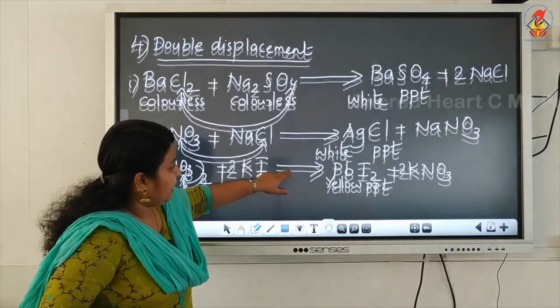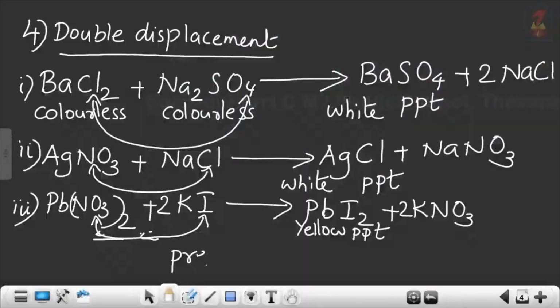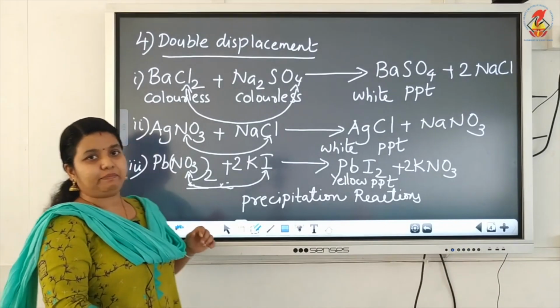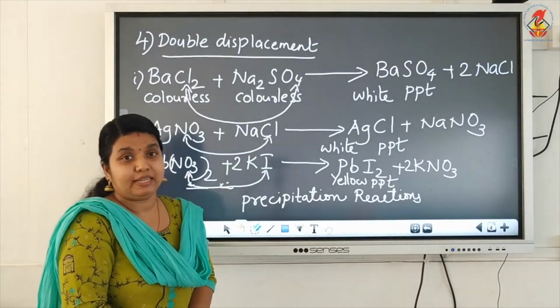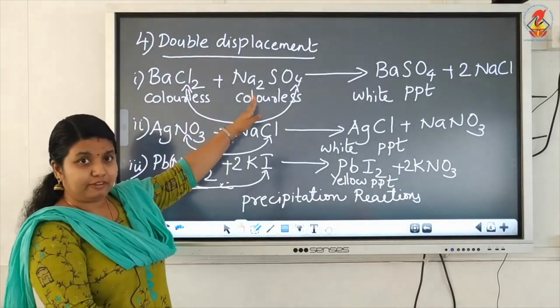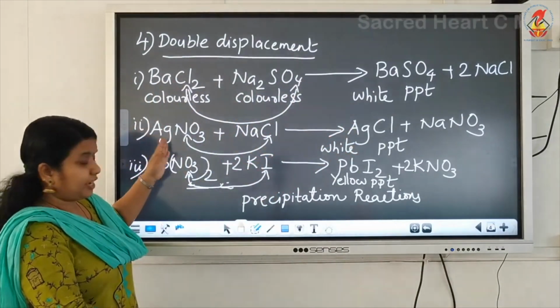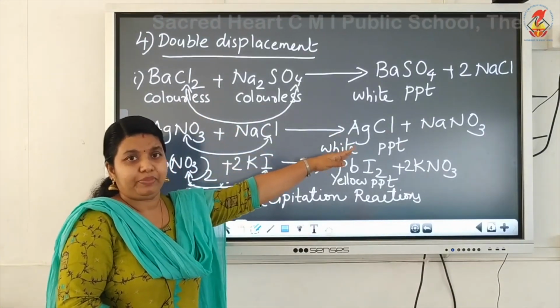Such reactions are known as precipitation reactions. Reactions in which formation of a precipitate takes place are known as precipitation reactions. So all the three are examples of precipitation reaction. First one, barium chloride and sodium sulfate giving white precipitate of barium sulfate and sodium chloride. Second one, reaction between silver nitrate and sodium chloride to form white precipitate of silver chloride and sodium nitrate.